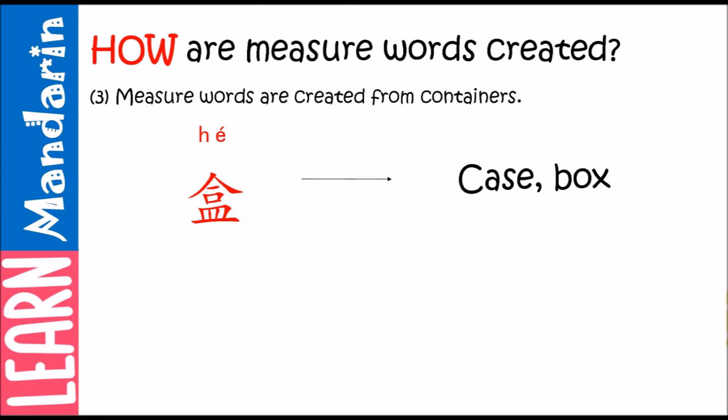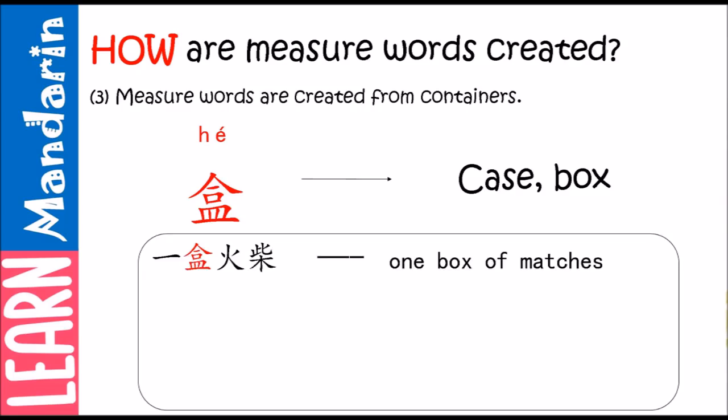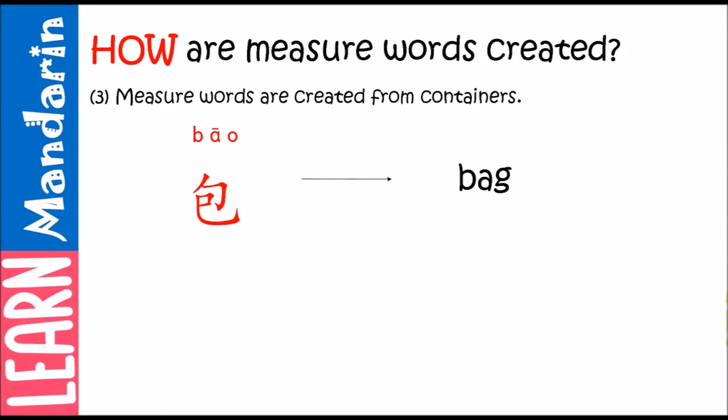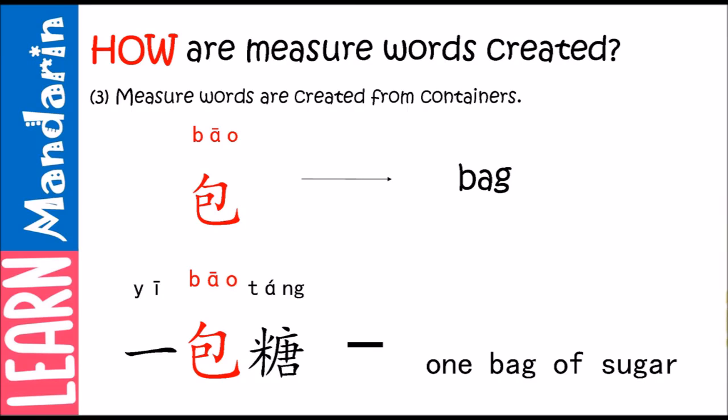盒 means a case or a box. You can use it for 一盒火柴, 一盒饼干, and 一盒铅笔. For most things, we just put them inside a bag, from which the measure word 包 comes. Just like our example, 一包糖.